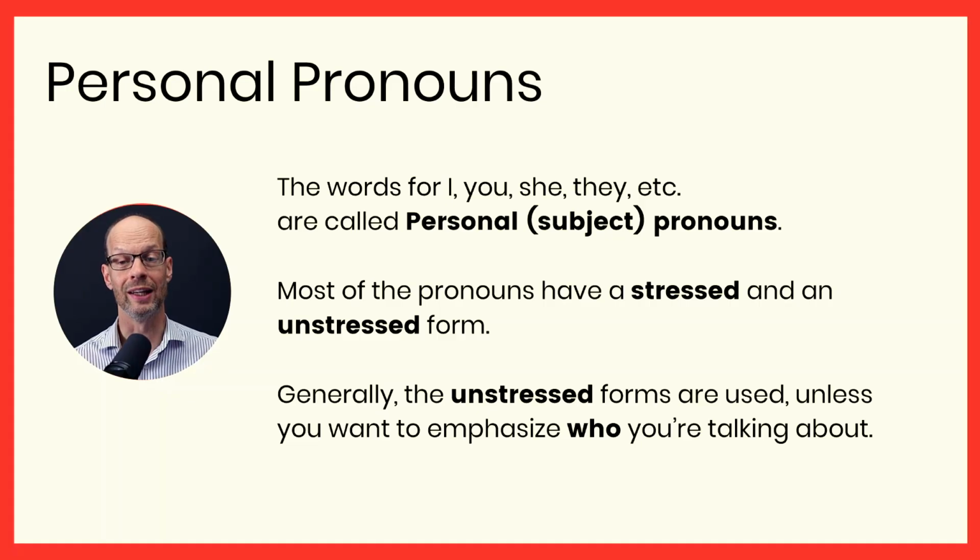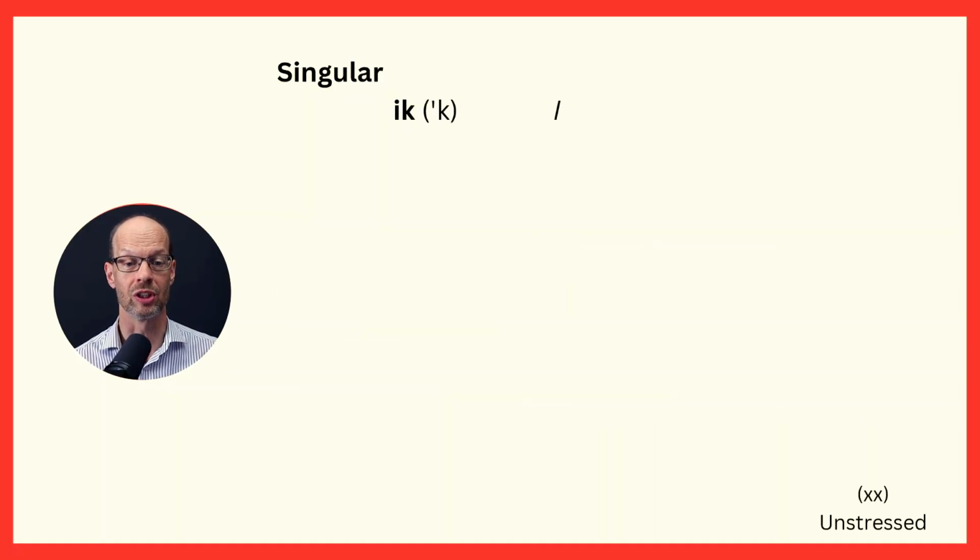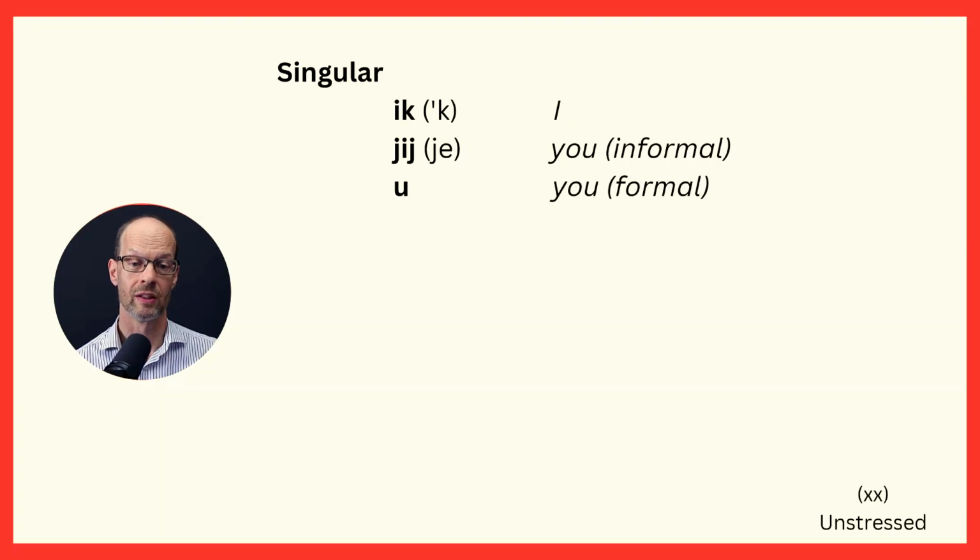So let's go into a list of the personal pronouns in Dutch. We first start with the singular ones. So in between the brackets, we have the unstressed ones, and the ones in black are the stressed ones, right? So singular, we have ik, I. Then we have jij, or unstressed, je, and that means you informal. Then we have u, and that means you formal.